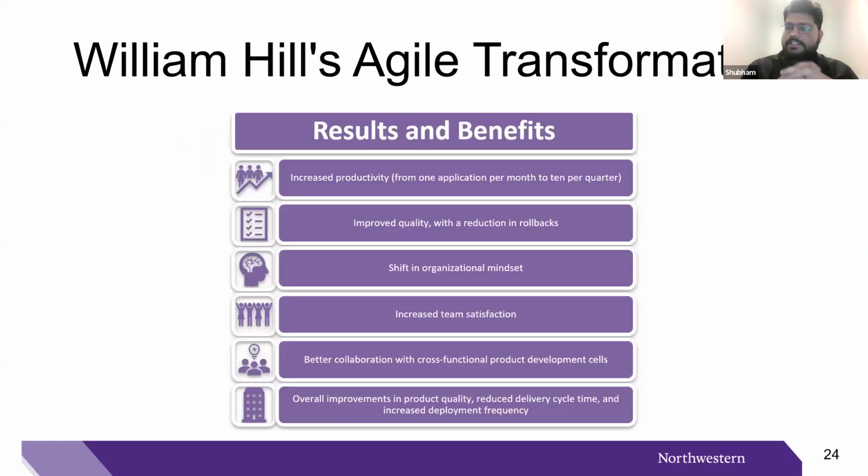So eventually when it actually turned into agile, where it was delivering on one task or application per month, then they turned to 10 per quarter. That is around about 2.3, 2.5 per month. The quality improved. There was a shift in organizational mindset. There was increased team satisfaction. There was better collaboration, and there was overall improvement in product quality.